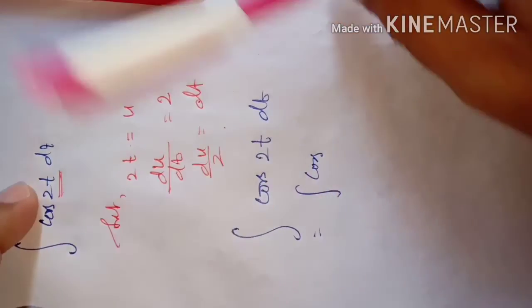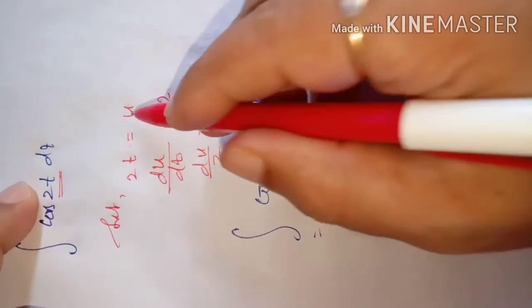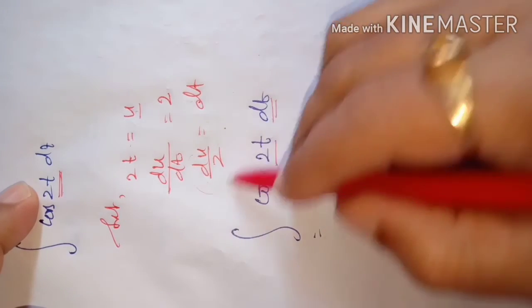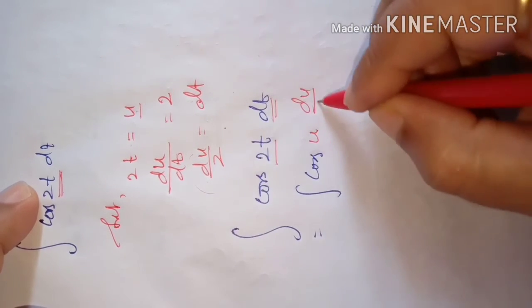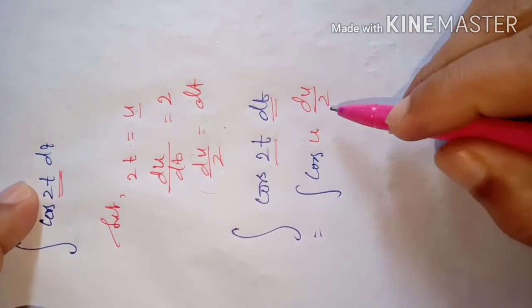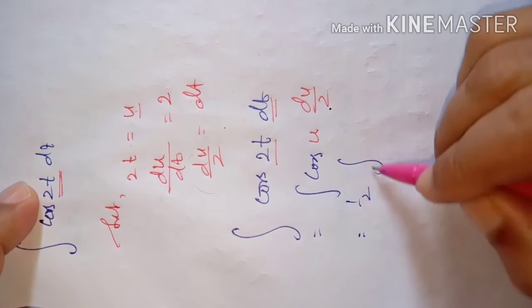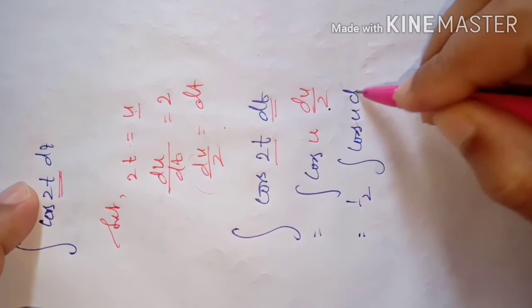cos, what shall we write instead of twice t? The new variable u, and dt will be replaced by what? du by 2. Then at the end, what are we getting? 1/2 as a coefficient. Half as a coefficient. Integration of cos u du.